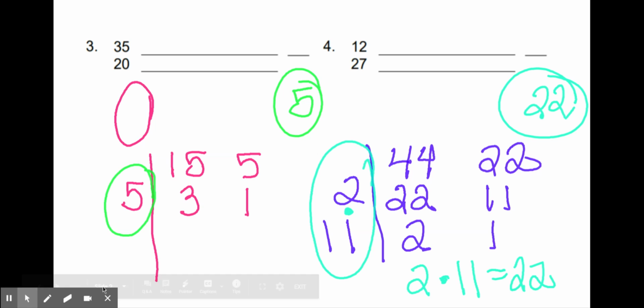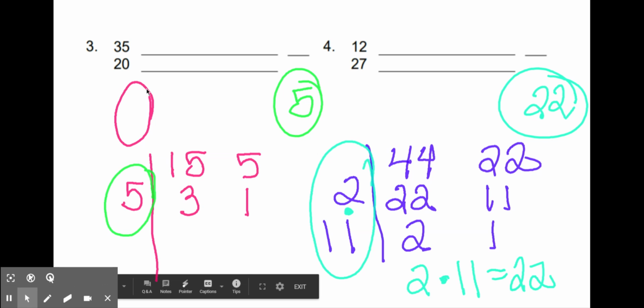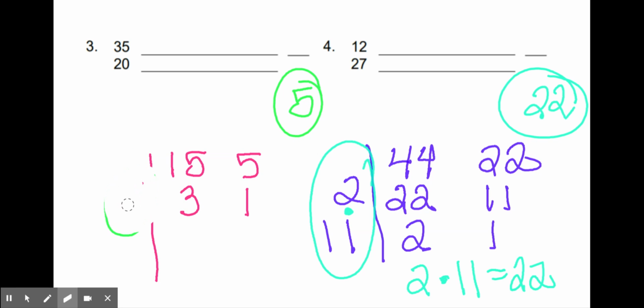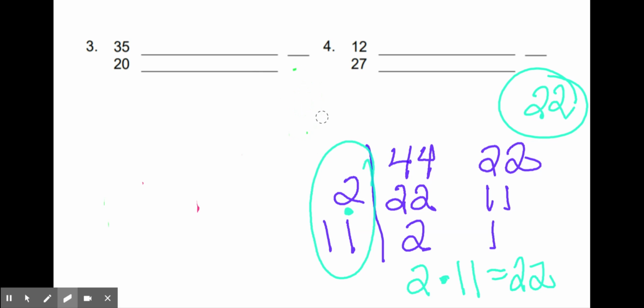Okay? All right, so now let's look at the next one here. Let me erase. I forgot I have to erase all of these. So I have 35 and 20. So again, I'm going to write 35 and 20 right beside each other. Let me erase all the stuff from the last one. All right, so I have 35 and 20.